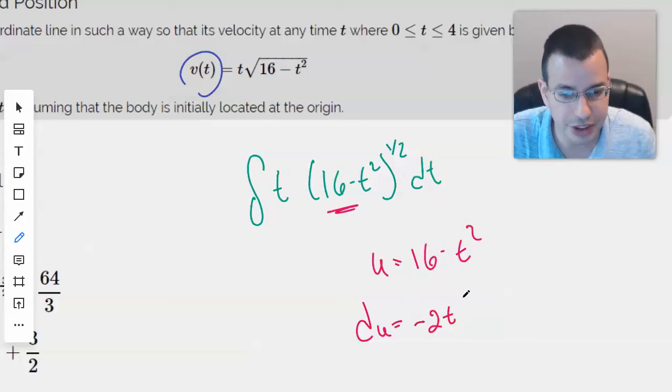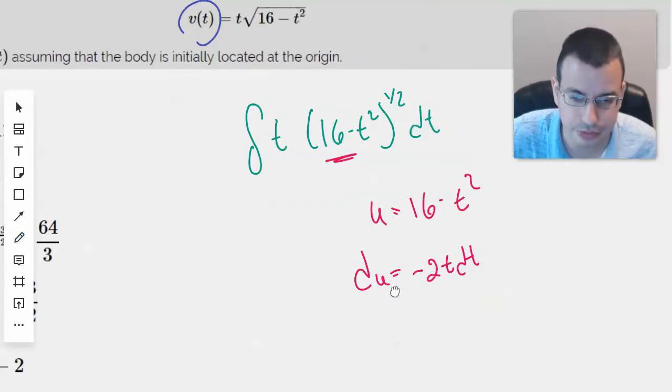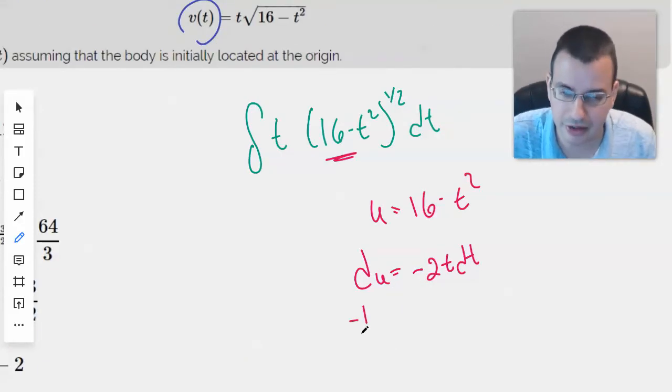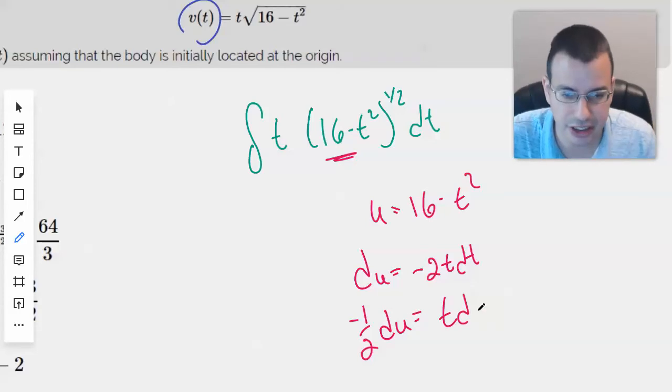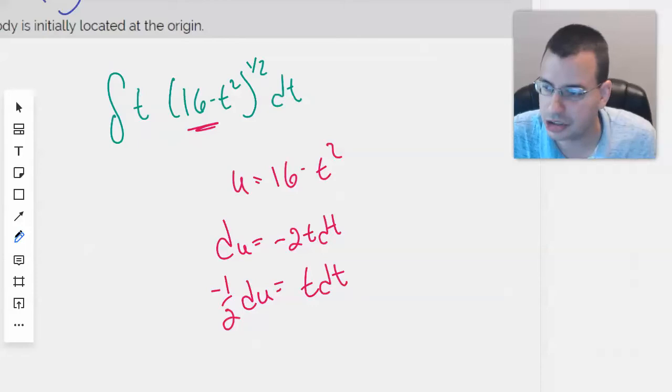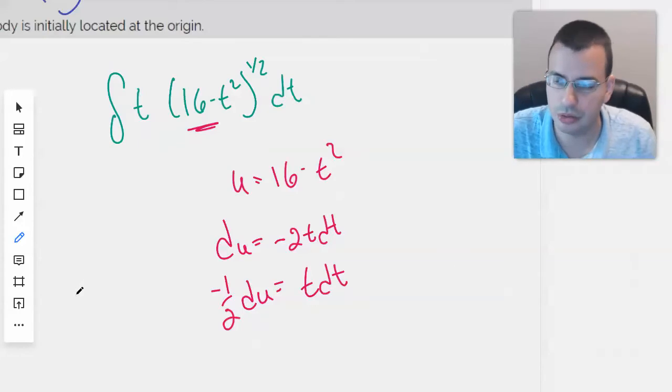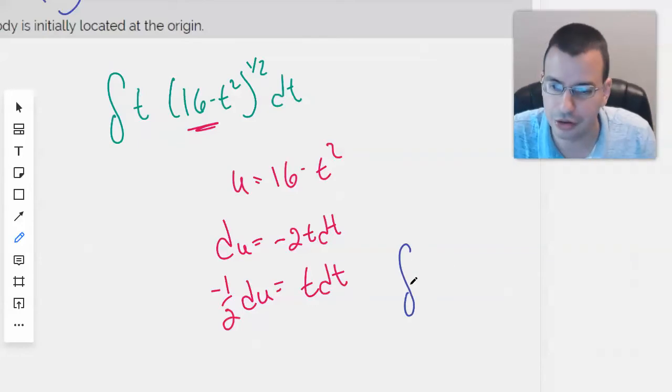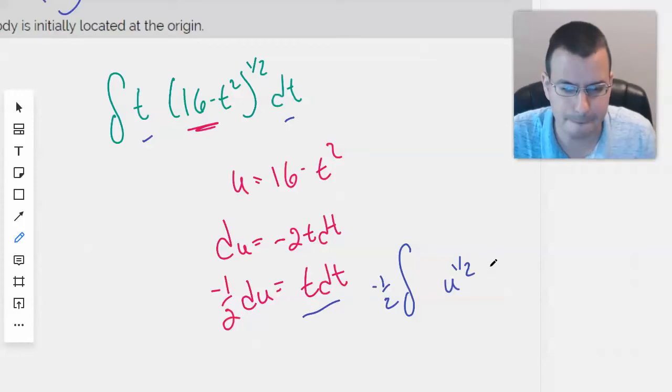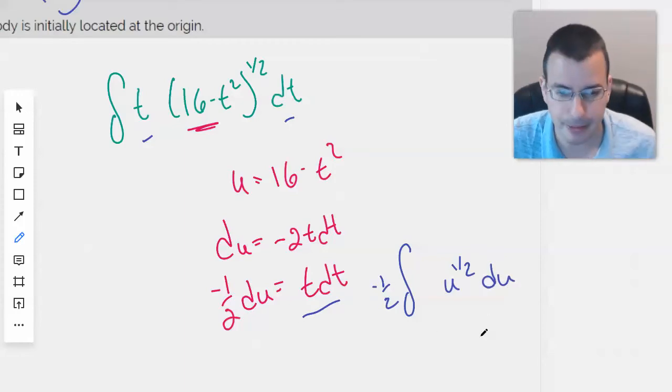So du is negative 2t dt. Therefore, we have negative 1/2 du equals t dt. Plug in our substitution. Then we have the integral of u to the 1/2, and then we have a t dt right there, which is negative 1/2 du.